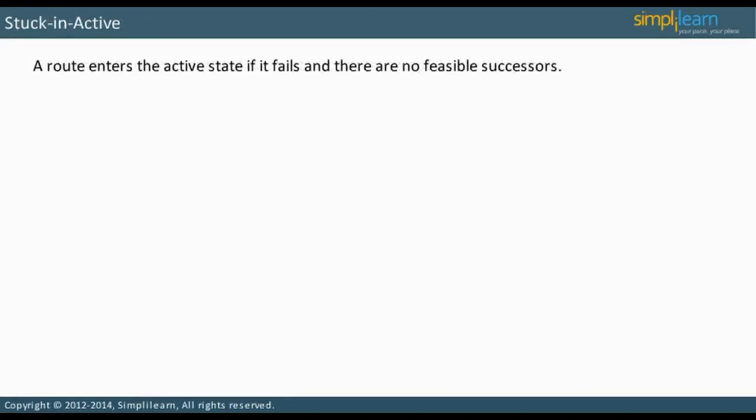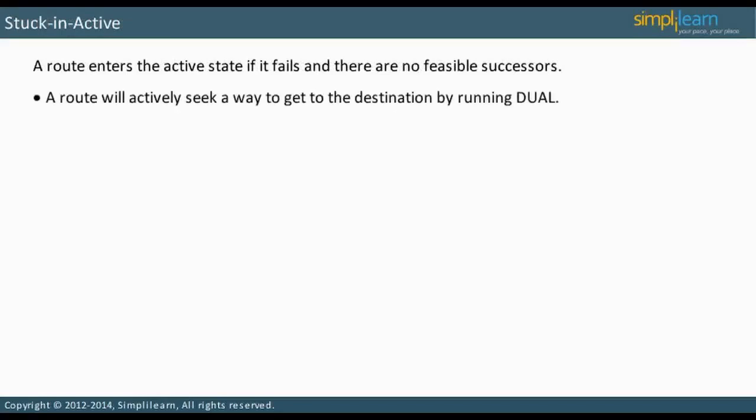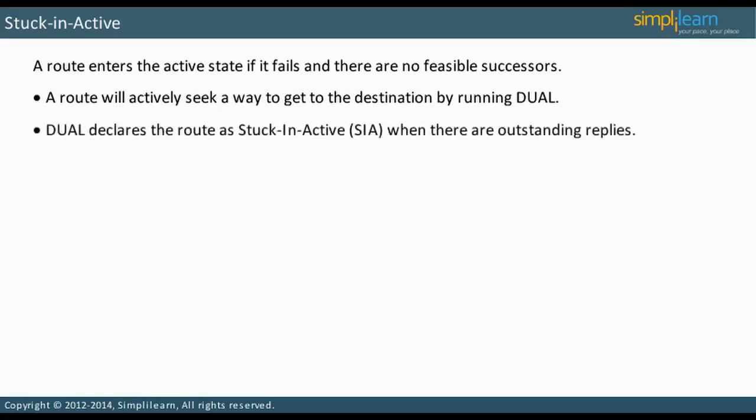A route enters the active state if it fails and there are no feasible successors. This means it is actively seeking a way to get to the destination by running DUAL. Since query packets can be sent to routers many levels down, it can take a long time to get a reply. If all the replies are received before the active time timer expires, then the route becomes passive. However, if there are outstanding replies, DUAL declares the route as stuck inactive, SIA. The connection is also reset.